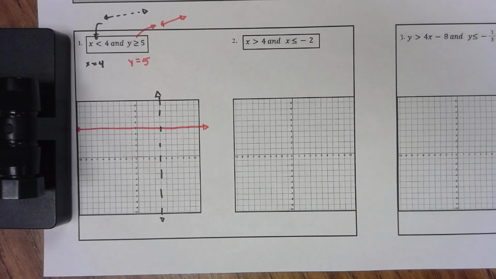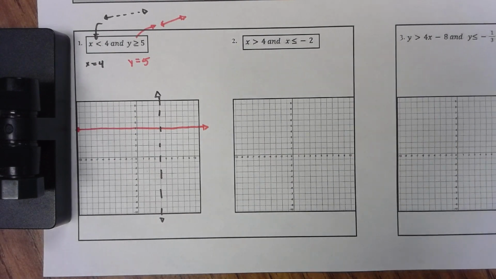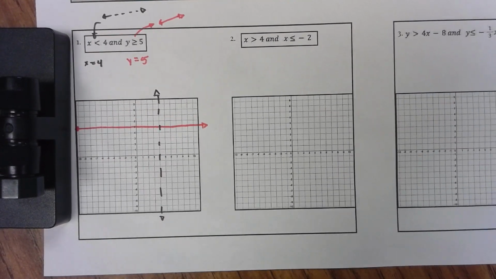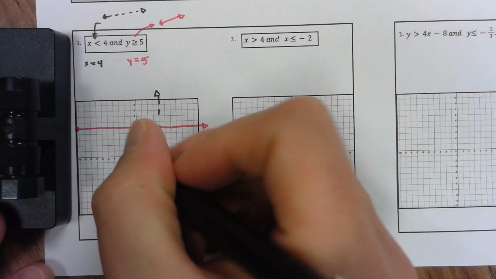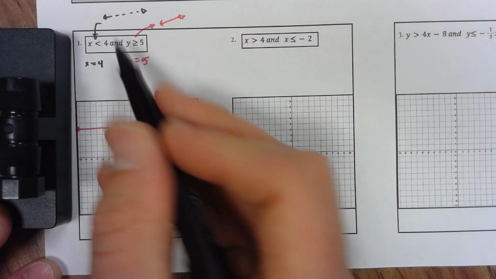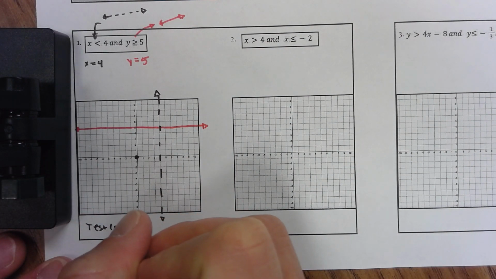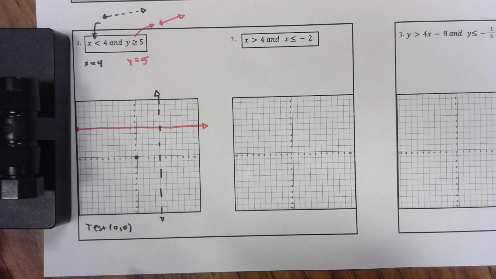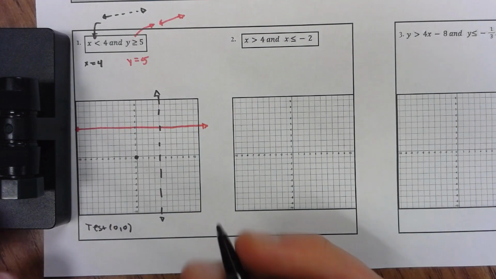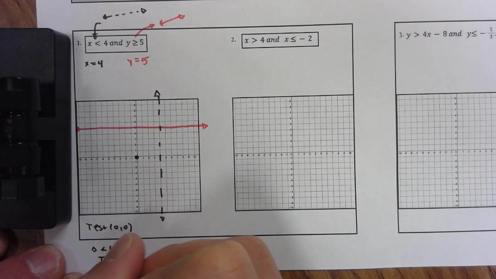So the shading, we need to wait until we've said, hey, this is the one section that makes both of the inequalities true. So now to figure that out, we do the same thing we did yesterday. We test a value. So we're going to test 0, 0, and we're going to do this for both lines. So let's first do it for x being less than 4. I'm going to test 0, 0. And when I plug it in, 0 being less than 4, I get that that's true.